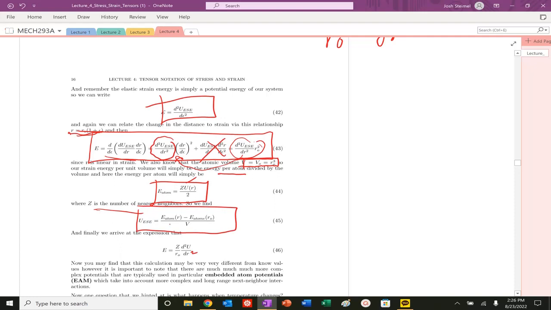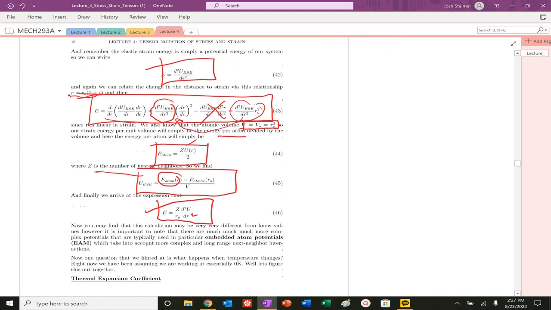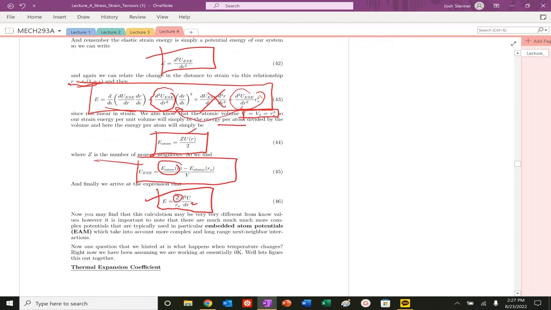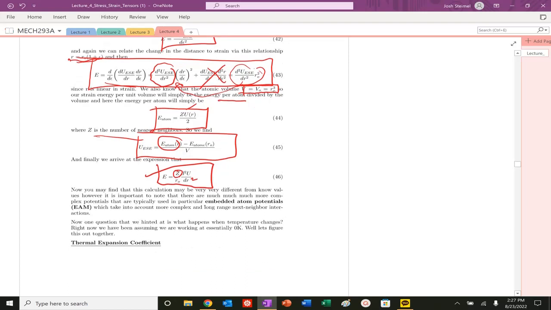So our USE term is just the energy of the atom at some distance r minus the atom at its equilibrium distance, divided by the volume. So because it's this ESE, we need to divide out by the volume. And when you divide out by the volume, you're left with, what do you know? Looks very similar to our other term, right? This is just a little bit more complete because we're explicitly taking into account the energy per atom here, but it's not going to affect it too much. So this is very important in embedded atom potentials. Again, very different if we know the values. Your potentials could get much more complex.